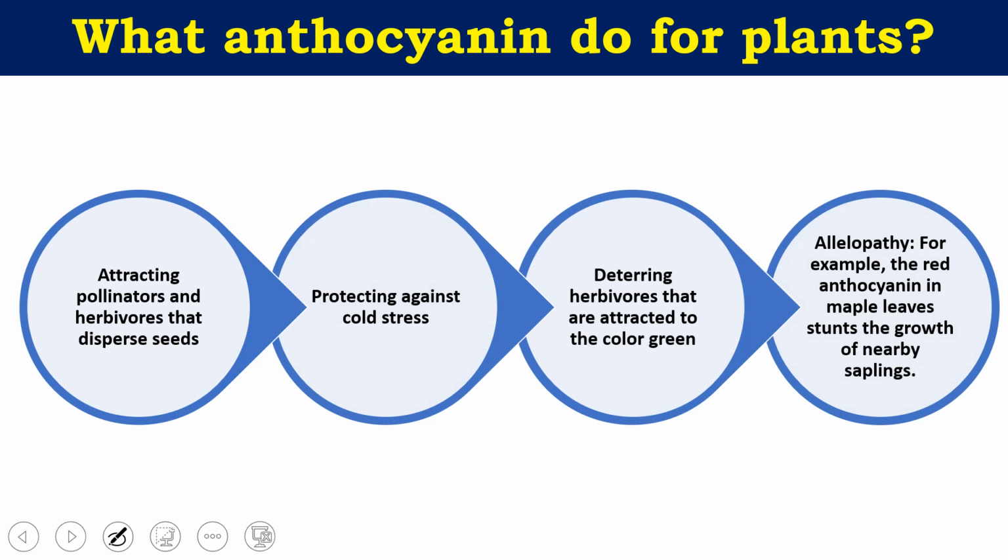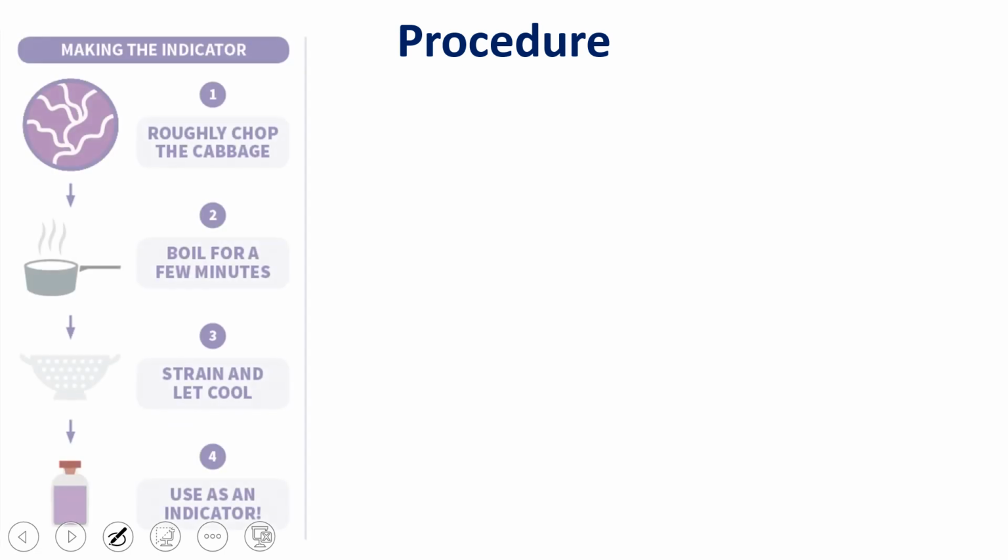One important property which is not mentioned here is their antioxidant properties. Anthocyanins have very good antioxidant properties, and that also helps plants for their protection in different things. Now, how are we going to use this anthocyanin or this red cabbage for the production of these indicators? These are the four important steps we have.